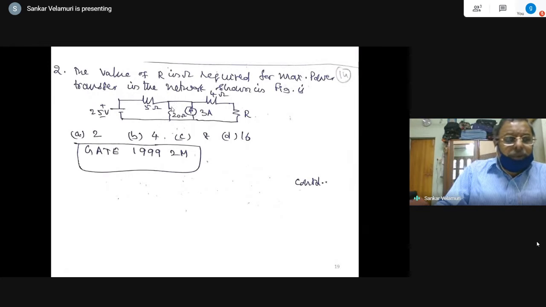You need to apply the principle of maybe superposition theorem or otherwise, and then try to do it. Because there is a voltage source here, there is a current source here, and other things. But unless you do, it is not possible to tell offhand. How do you find out this one and other things? You need some time to do it.